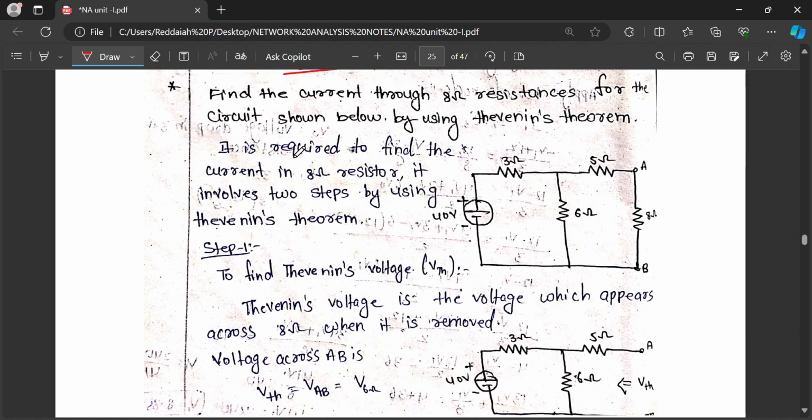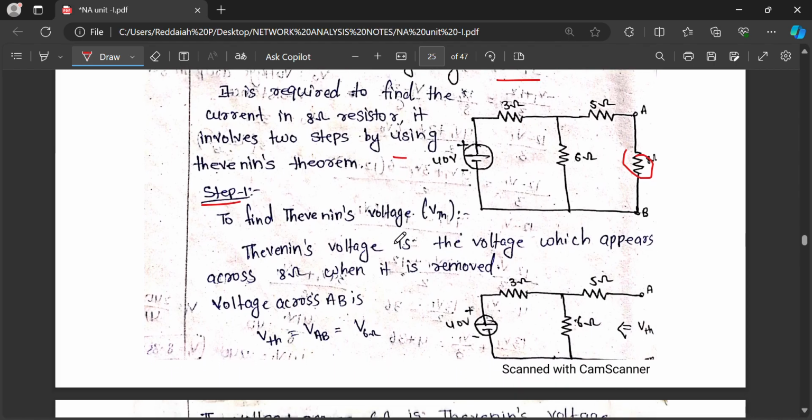You can find the link in the description also. Very simply, practically we calculated Thevenin's theorem. Find the current through the 8 ohm resistance for the circuit shown below by using Thevenin's theorem. It is a very simple method. You can find the link in the description for how to find Thevenin equivalent resistance and Thevenin voltage. There are two steps we have to follow. Step 1: it is required to find the current in the 8 ohm resistance. Those two steps we have to remember perfectly.